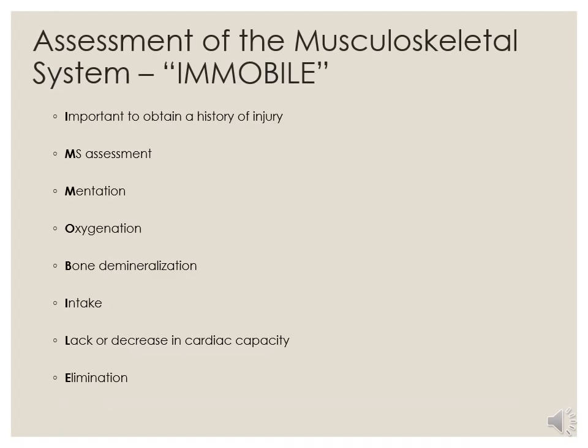This acronym IMMOBILE is just to help you remember the assessment of the musculoskeletal system. So it's important to obtain a good history. We're going to assess the 6 P's: pain, paresthesia, pallor, paralysis, pulselessness, and poikilothermia. Poikilothermia is basically the temperature of the area. So is your extremity the same temperature as the room? Does it feel cool to the touch? Does it feel warm to the touch? That kind of thing.